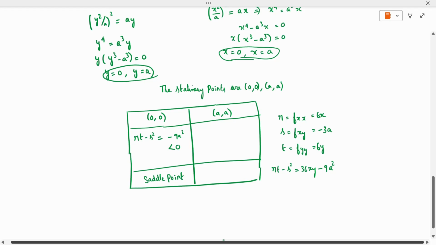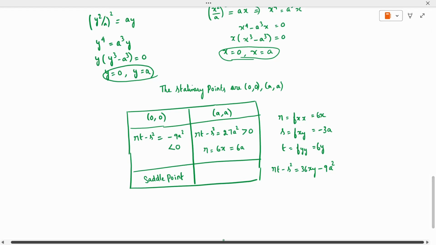We did not find an extremum at all. Same way, at (a, a), when I do rt minus s squared, I'll be getting 36a squared minus 9a squared. So 27a squared, which is greater than 0. Greater than 0 means I have to check R. R is 6x, so 6x is nothing but 6a.